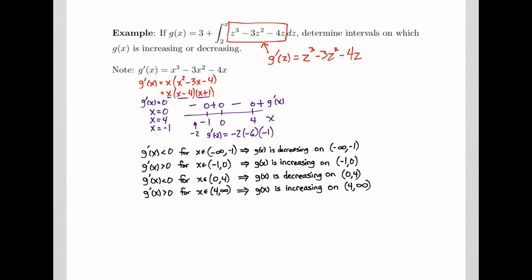All right, so we had our 4 intervals. The rate was negative on the first interval, positive on the second interval, negative on the third interval, and positive on the fourth interval. And so we interpreted that as saying that my original function, the accumulation function, was decreasing on the interval -infinity to -1. It's increasing on the interval -1, 0, decreasing on the interval 0 to 4, and it's increasing on the interval 4 to infinity.